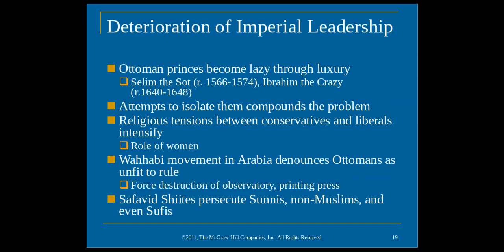The Wahhabi movement in Arabia actually denounced the Ottomans as unfit to rule. The Ottomans were being too liberal. They forced the destruction of observatories and printing presses. This idea that the Ottomans were too influenced by Western culture, too much Christianity and stuff like that. And so you have this movement from within, the Wahhabi. The Safavid Shiites persecuted Sunnis, non-Muslims, and even Sufis who were Muslim missionaries. So you have so much religious tension, even amongst the Muslims, who are also broken up into groups like the Christians were.